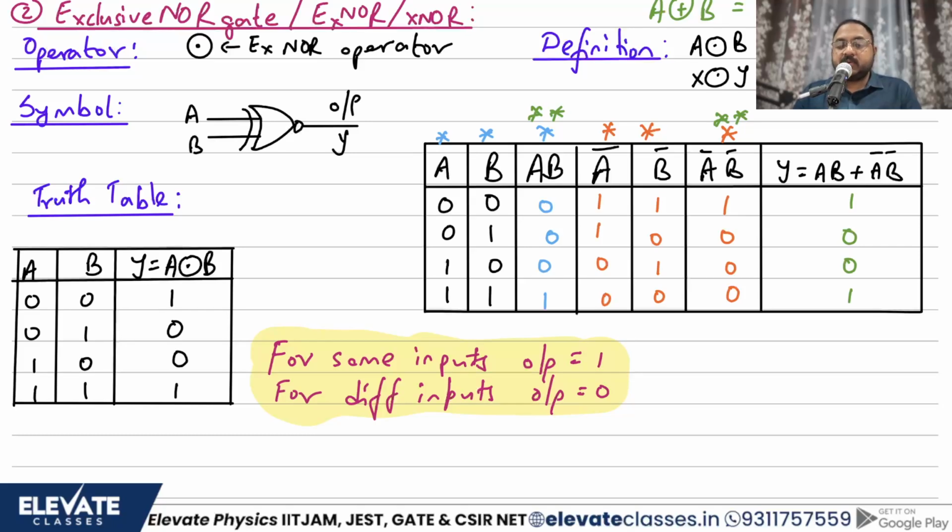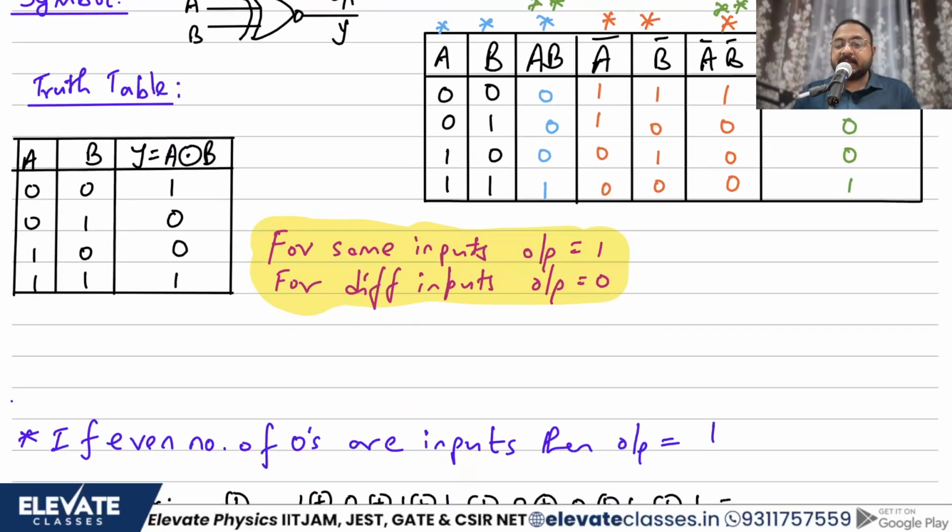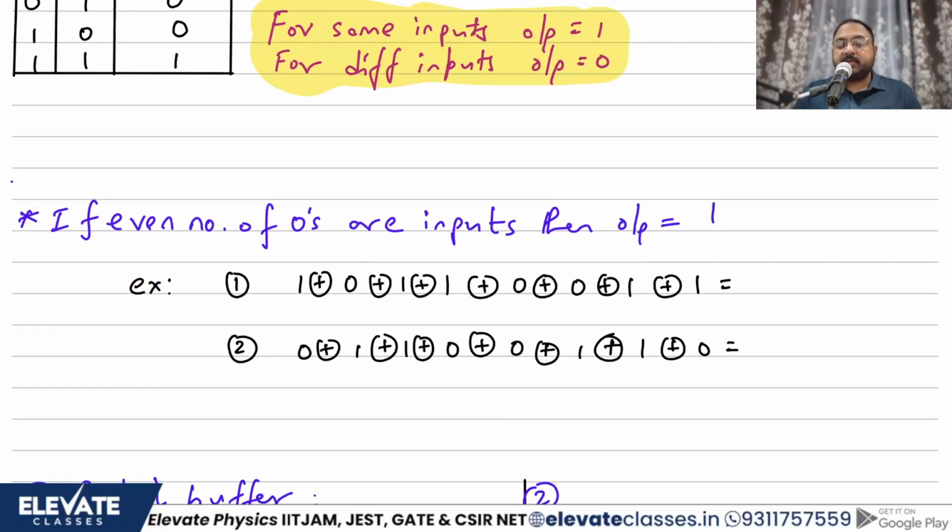Okay, now this was all about the basics of the XOR gate. Let's move on. As I said, there are some more things that we are going to do in XOR and XNOR. One thing I can say is, there we had an odd number of ones, the output was 1. Here there's a difference. If you have an even number of zeros, your output is going to be 1.